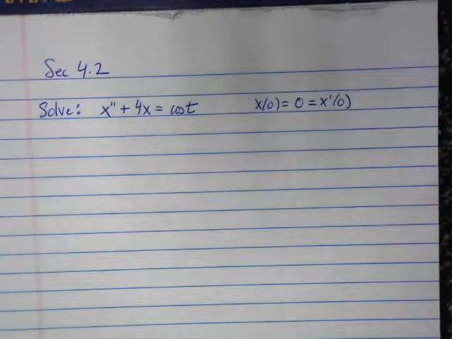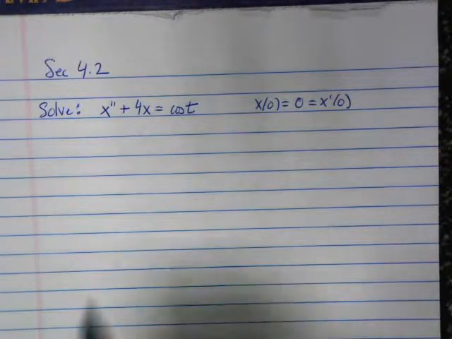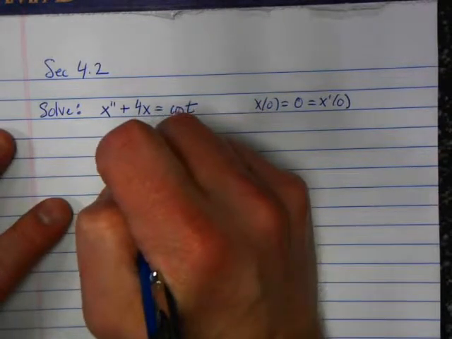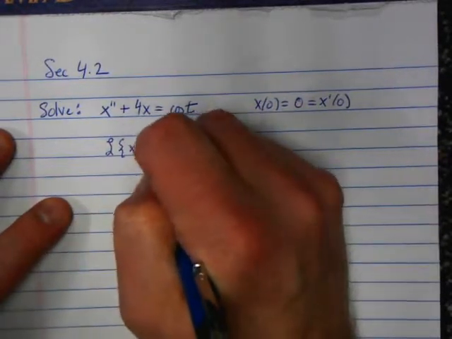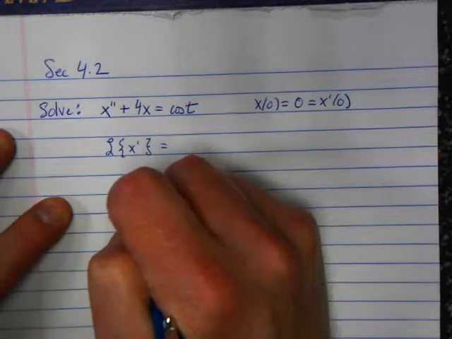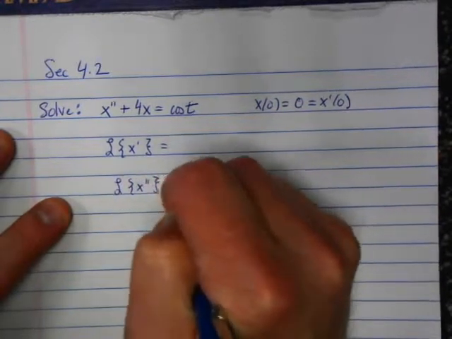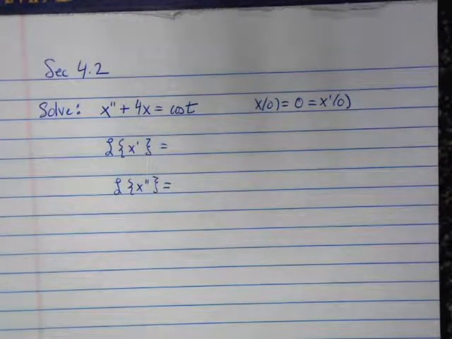Okay, so section 4.2, we were solving problems like this. x double prime plus 4x equals cosine t, where x of 0 equals 0, and x prime of 0 is 0. And do you remember what we did? We had a rule here. In fact, we had two rules. What was our rule for the Laplace transform of the derivative?